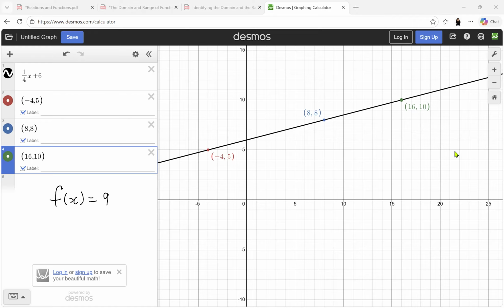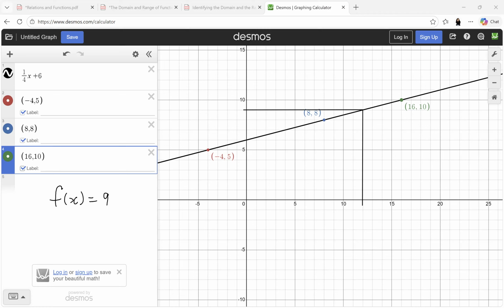Look, when f of x is equal to 9, this is where 9 is, right? So this is where f of x is equal to 9 on the graph. So what x value does that point correspond with? 12. Beautiful. So what are the coordinates of the point? 9 and 12.